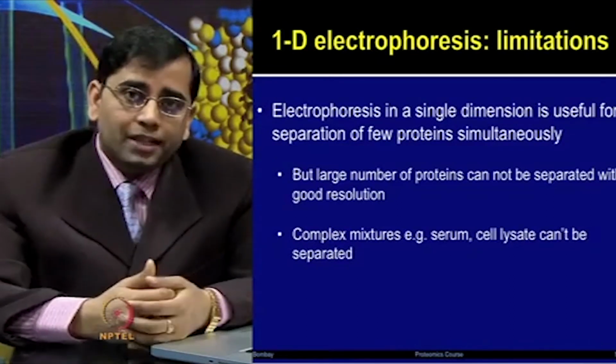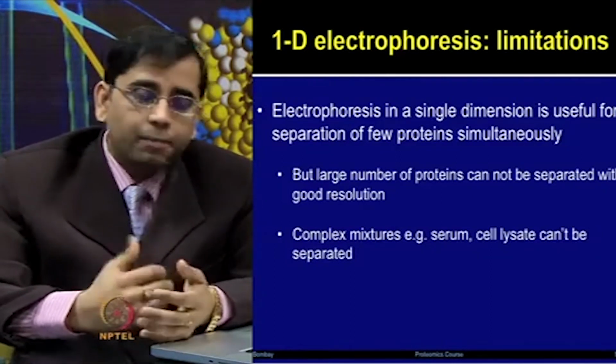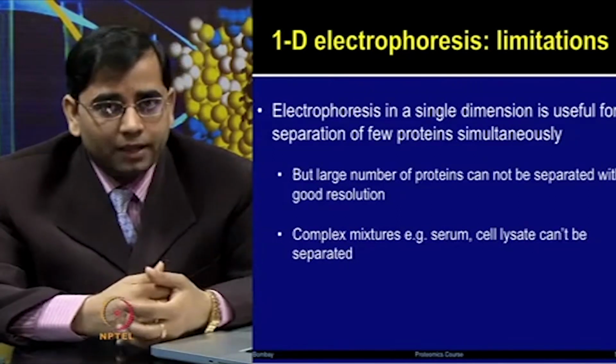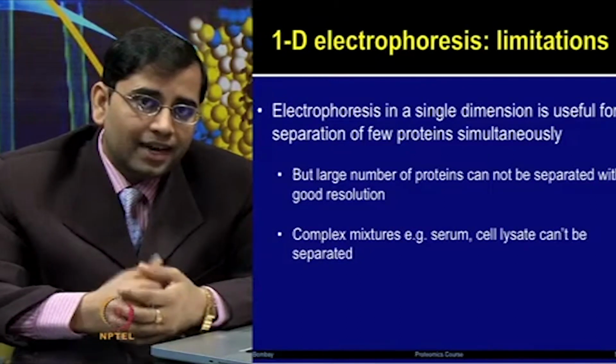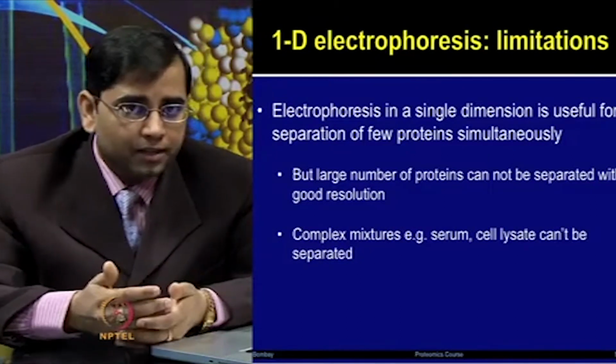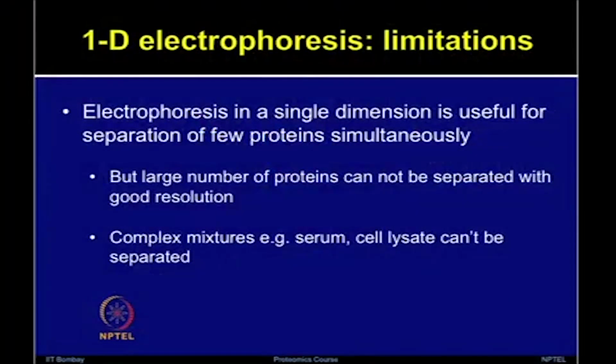So if you have very complex samples like cell lysates or serum, then separating those and comparing different types of samples on SDS-PAGE may not be a very good way. In that case, you should apply different methods. One-dimensional electrophoresis is very useful and is being used in almost all the laboratories working in the life science area, but it can address only a few questions. If you want more characterization, then you have to apply different techniques.